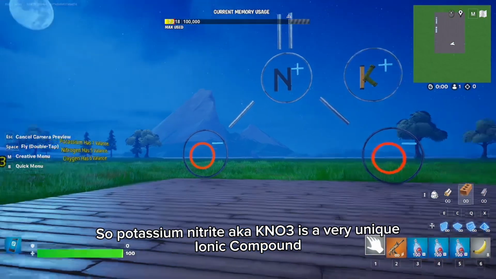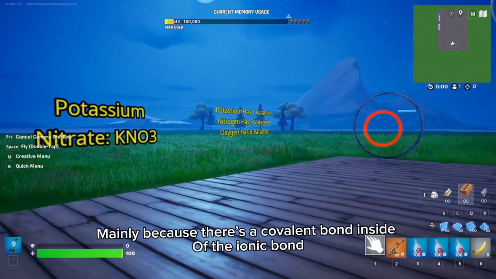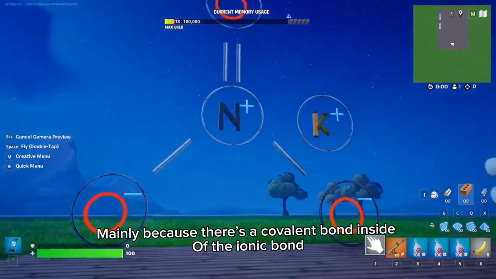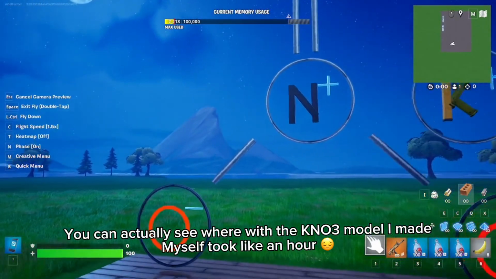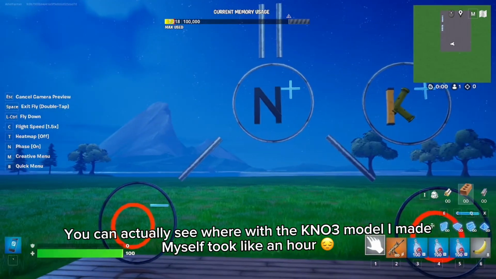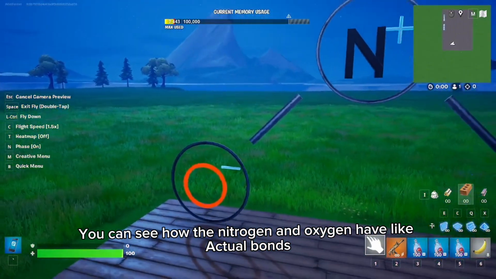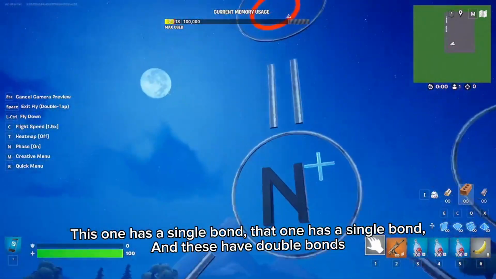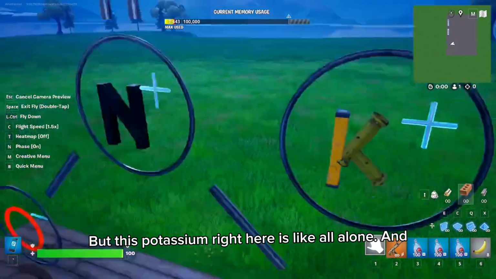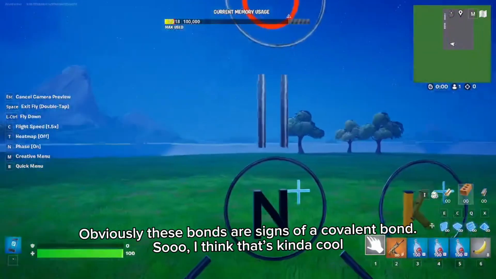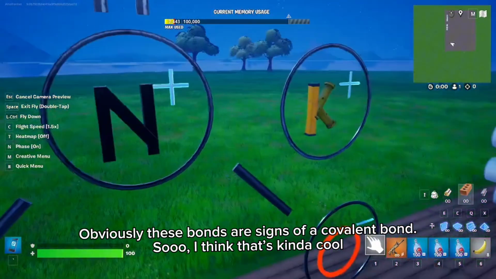So potassium nitrate, aka KNO3, is a very unique ionic compound, mainly because there's a covalent bond inside of the ionic bond. You can actually see right here with the NO3 on the model I made myself, it took me like an hour. You can see how the nitrogen and oxygen have actual bonds. This one has a single bond, that has a single bond, and these are double bonds. But this potassium right here, it's all alone. And obviously, these bonds are a sign of a covalent bond. So I think that's kind of cool.